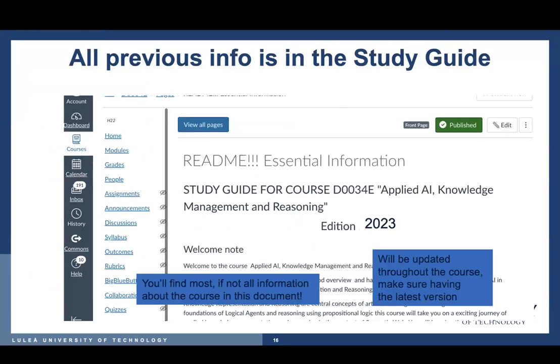And again, everything that I have said is presented in the study guide. So this is the front page in Canvas. Any questions, like immediate questions?